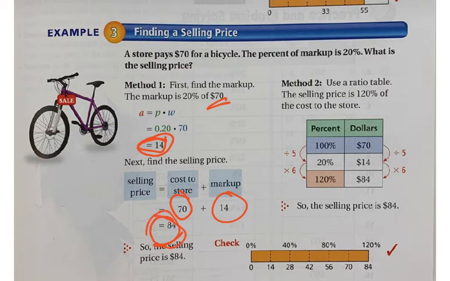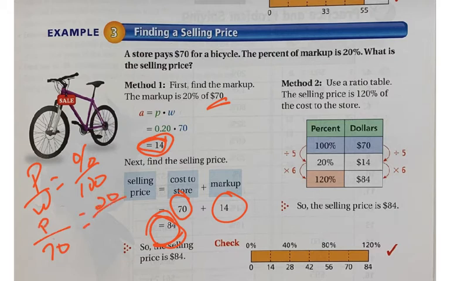So again, if you need that part over whole equals percent out of 100 to set that up so you know you solve for the right thing, you can certainly do that. So this is going to be 70. We solve for the part. Our percent was 20 out of 100. And then we would just cross multiply and solve.